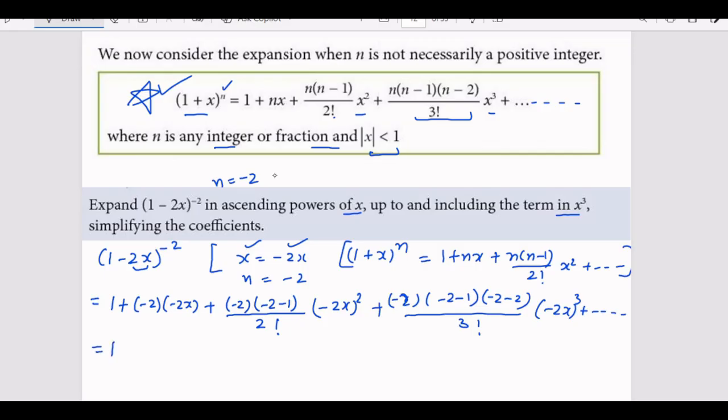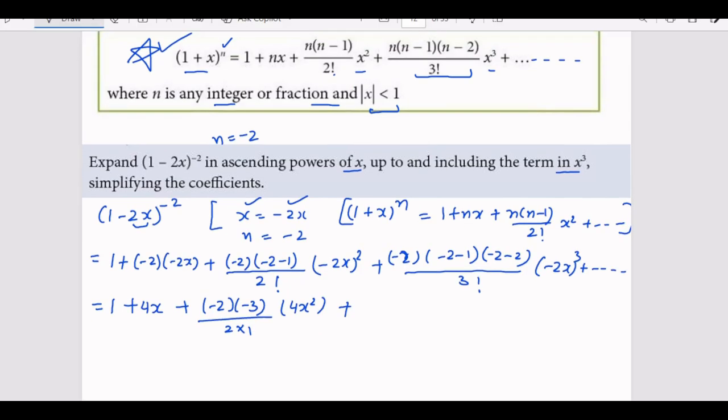So this is 1, when you solve this, this is going to be plus 4x, and plus this is negative 2, negative 3 over 2 times 1, and here we have 4x squared, and then plus, we can write it down, this is negative 2, negative 3, negative 4 over 3 times 2 times 1, that is 3 factorial, and we have here 2 times 2 times 2, negative 8 x cubed, and we will just put dash dash.